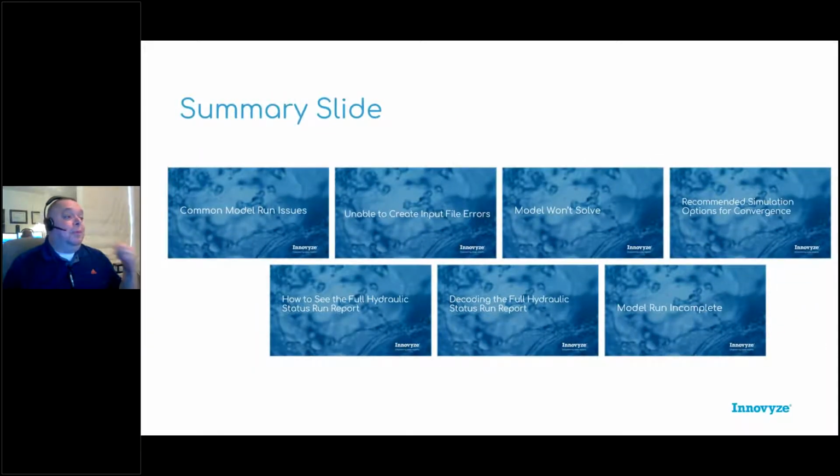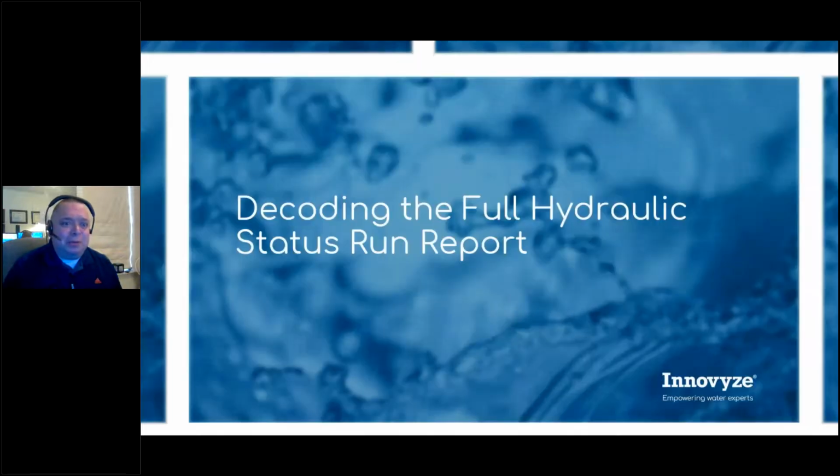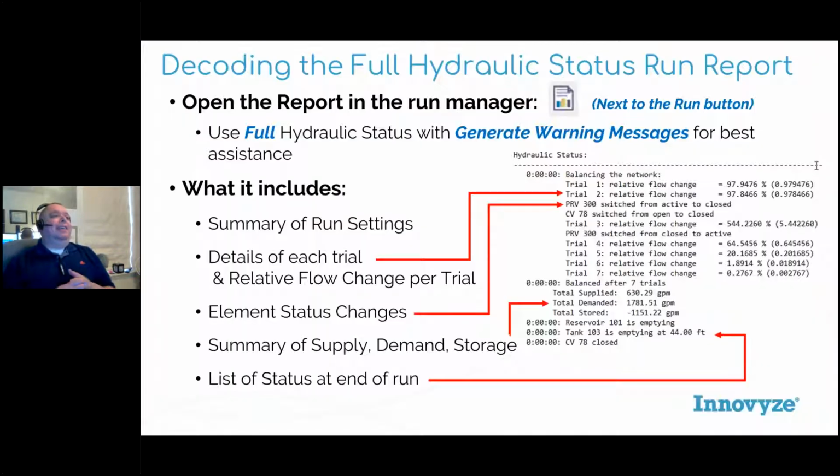So once we have that, how do we decode it? What does it tell you? And so right next to the run manager, there is a little button. Let's see. Downside of having 3 screens here, your mouse gets lost sometimes. Right here, this little button, it looks like a notepad in InfoWater. That's going to open this status report. So that's how you read it.